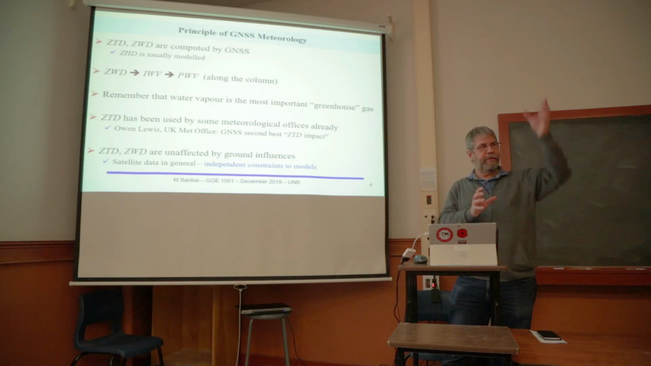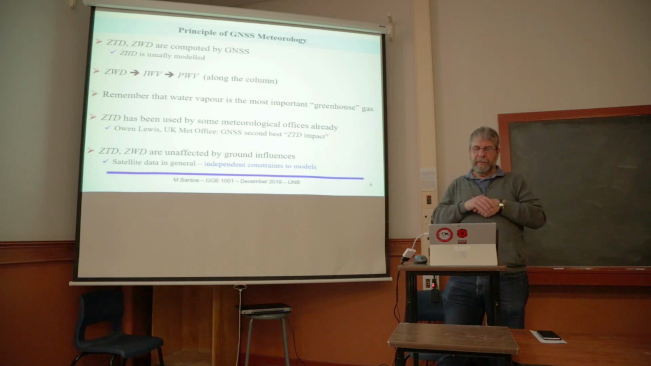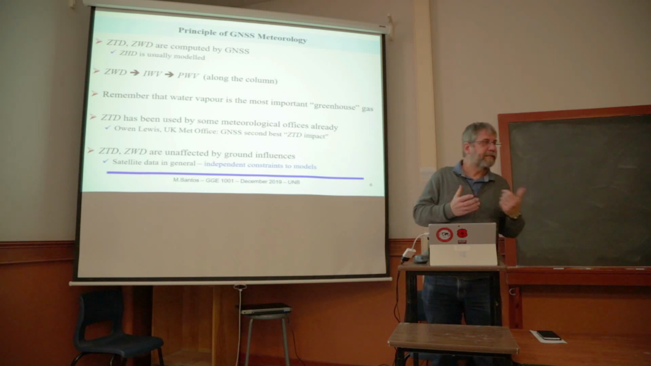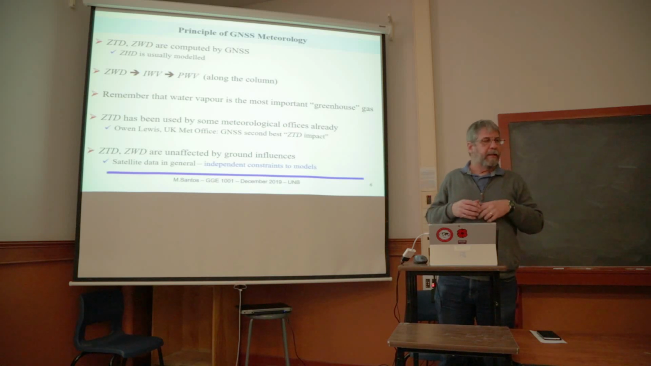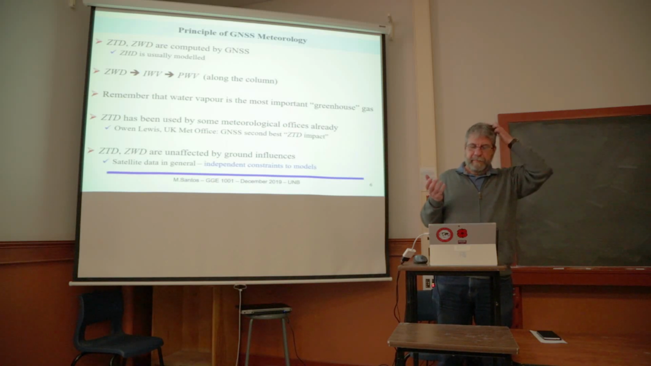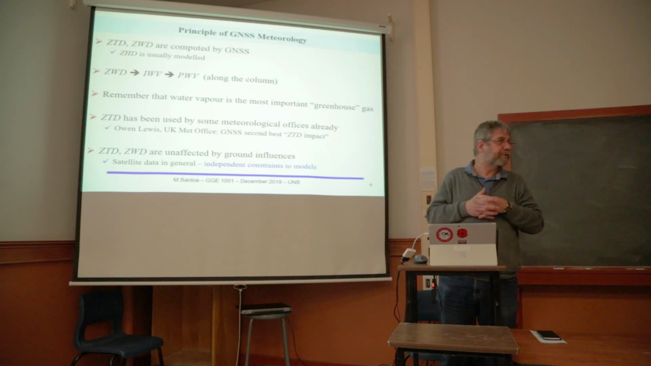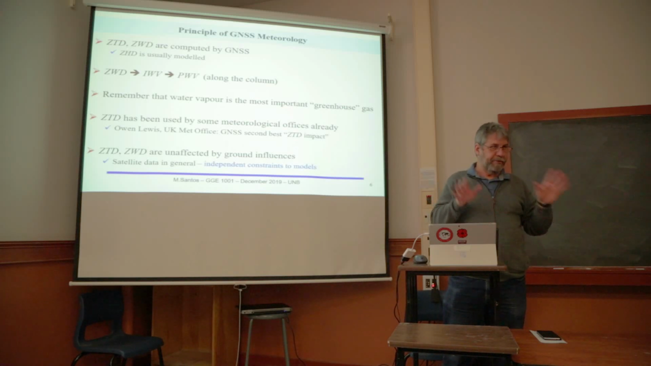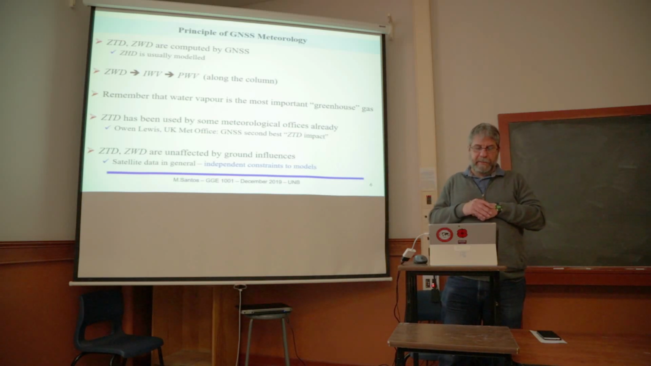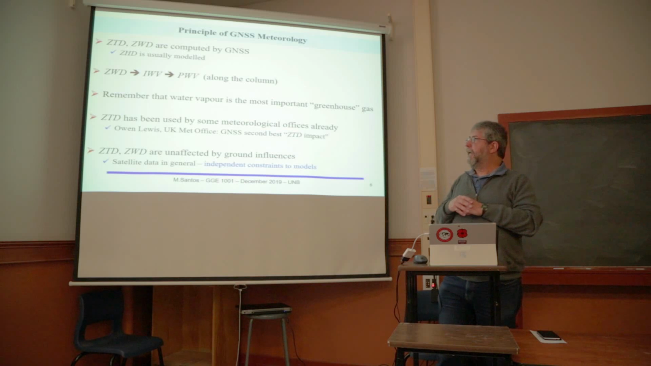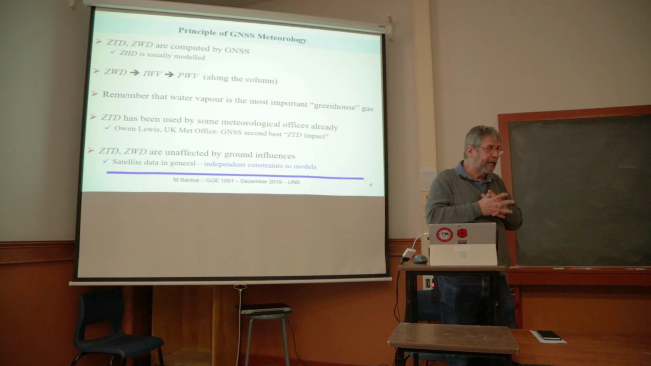So basically, we can check the water vapor along the column, and that's something very important for us, for weather, also for climate, because water vapor is the most important greenhouse gas. CO2 is trace as compared to water vapor. So ZTD has been used by some meteorological offices already. For example, the UK Met Office.